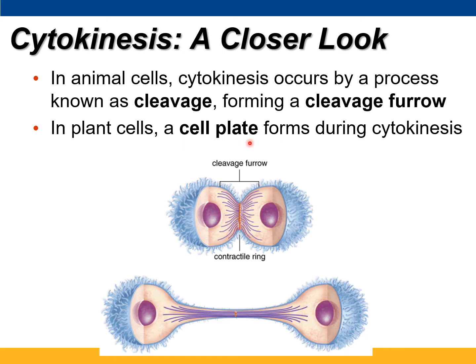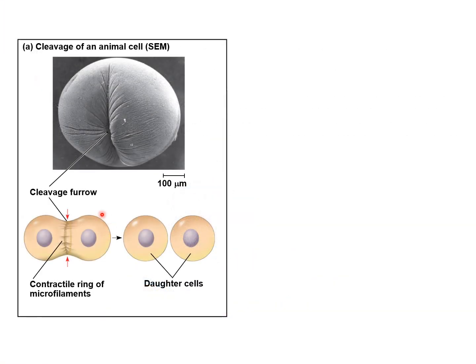In plant cells, it's different. You don't have that cleavage ring. What you have instead are organelles that are actively synthesizing cell wall. We call that a cell plate. So here's an animal cell with that contractile microfilament. That's actin and motor proteins squeezing that cytoplasm, forcing organelles and nuclei to opposite ends.